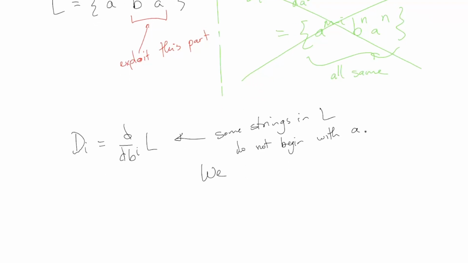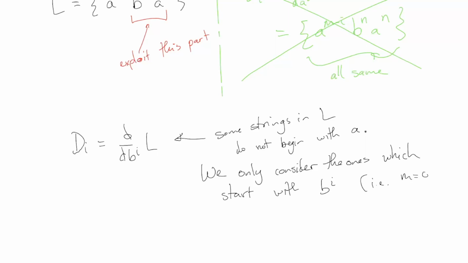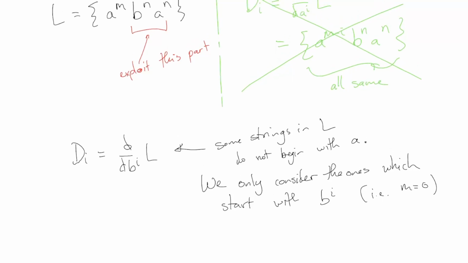So in this derivative, we only consider the ones which start with b. With b to the i, in fact. So what that means is, i.e., m was 0, right? m is the exponent on that a at the beginning. And so, this is a deceptively good idea. It looks like a bad idea at first, but actually this is the deep, proper way to do this.